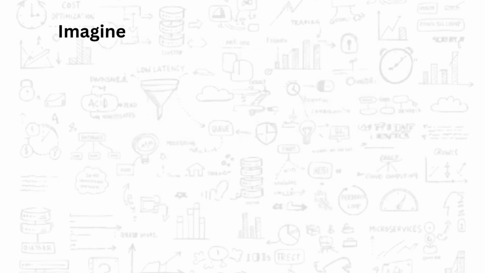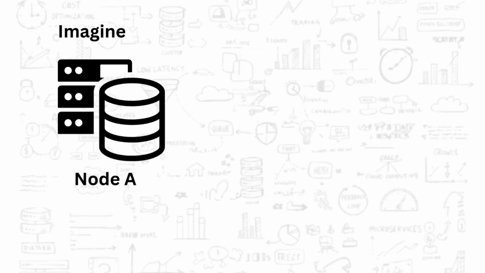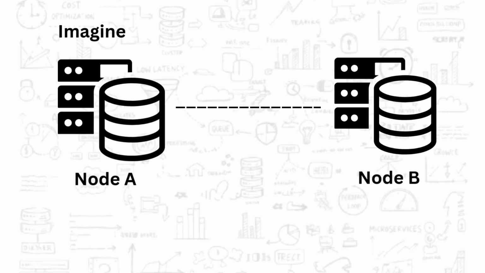Let's make this super concrete. Imagine you've got two nodes, A and B, and poof, the network connection between them is gone. They can't talk. Now, a user writes a new value, let's say x equals 5, to node A. And at the same time, another user tries to read the value of x from node B.